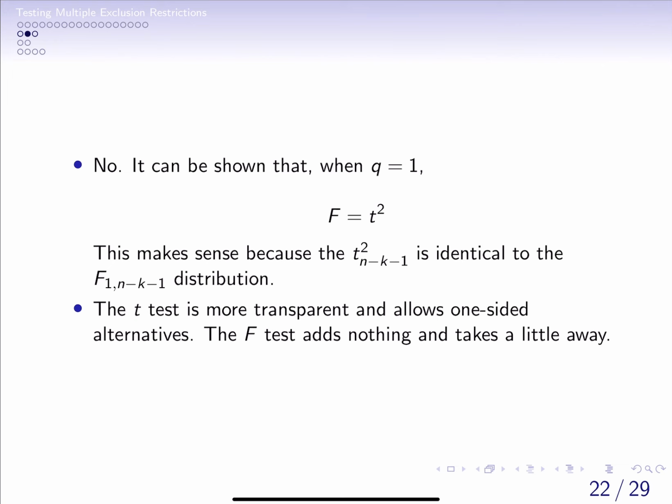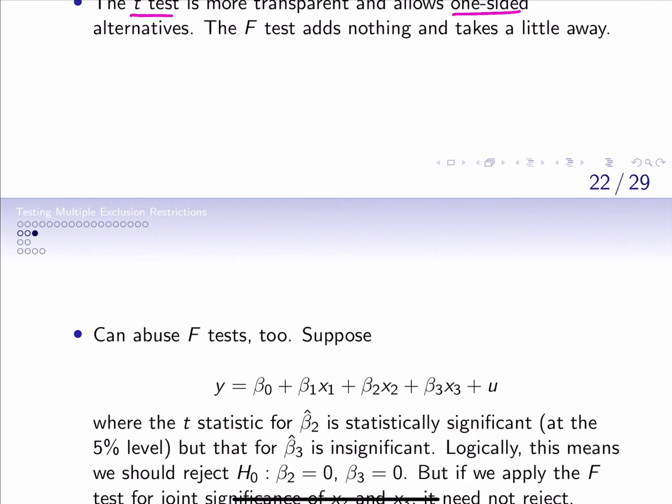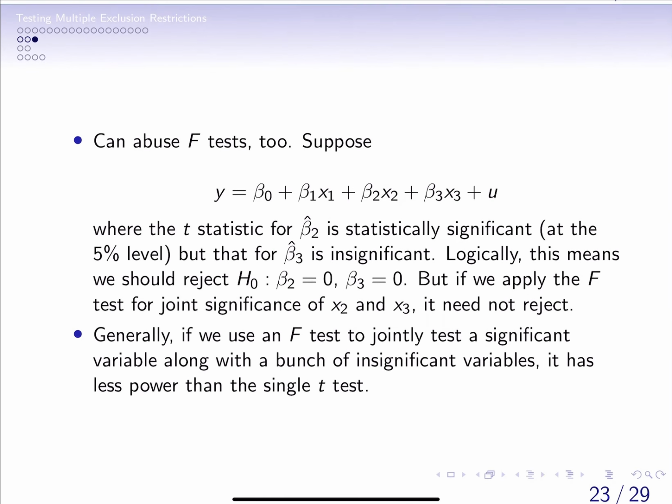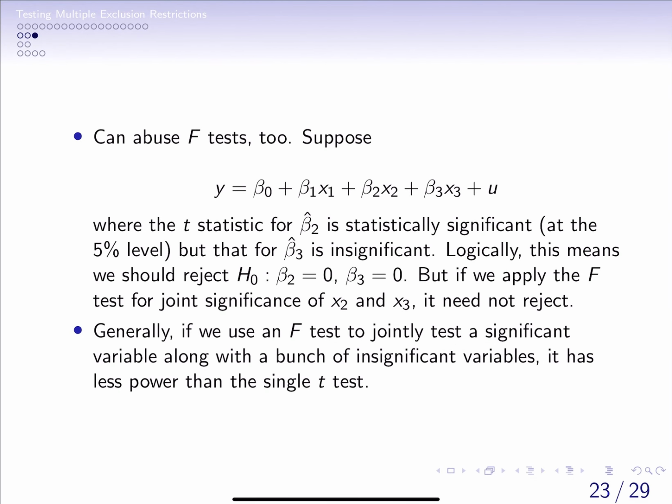It can also be shown that when Q is equal to 1, when you're trying to drop just one variable, the F statistic is just the square of the T statistic. Okay, and this happens because if you square the T distribution, this is identical to this F distribution with one exclusion restriction. Okay, so I particularly like the t-test, and it's more transparent and allows also for the one-sided alternative. But the f-test is not going to add much if you were just dealing with one exclusion restriction.